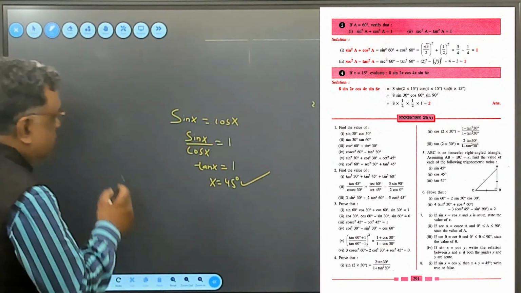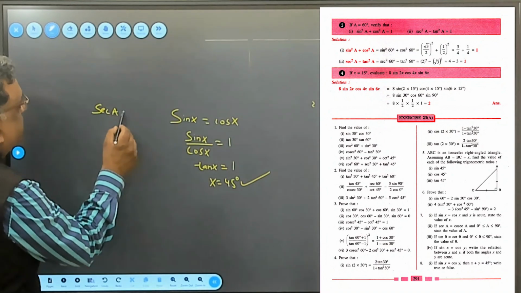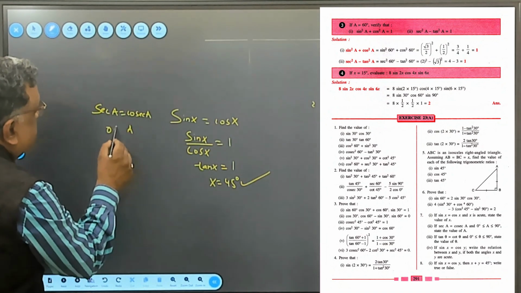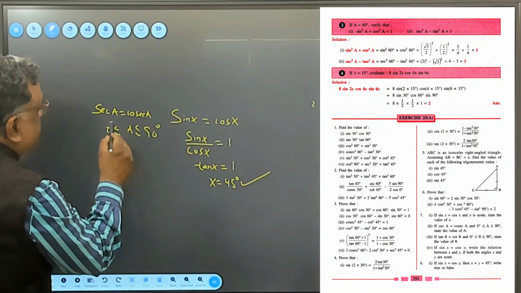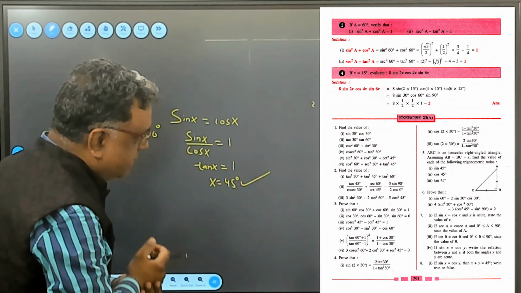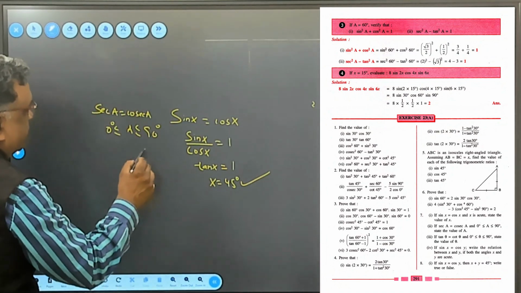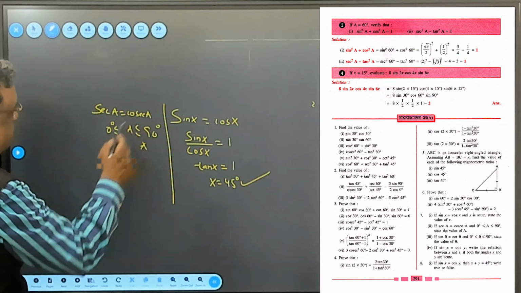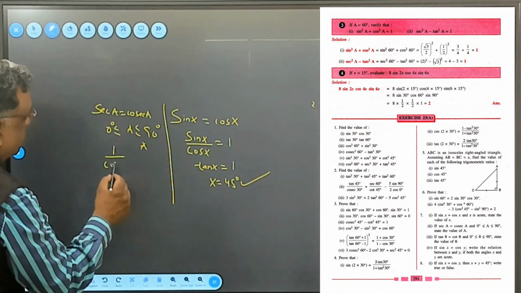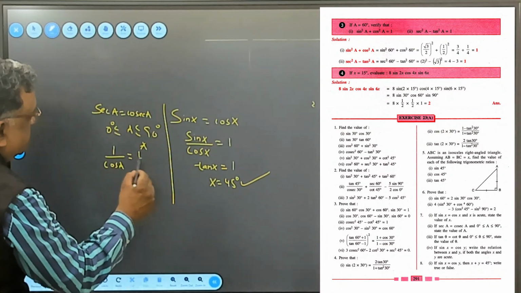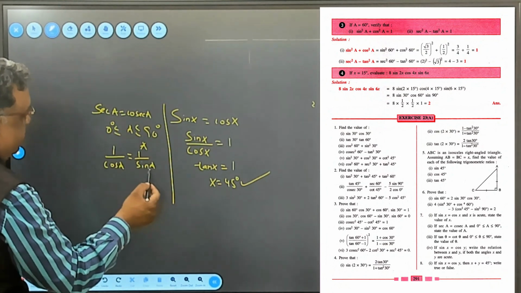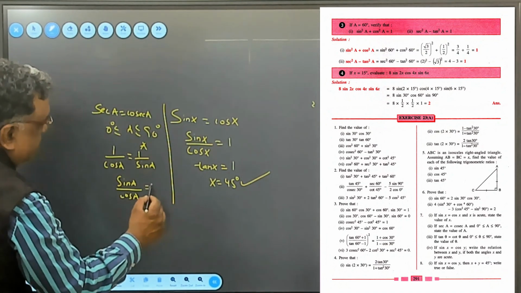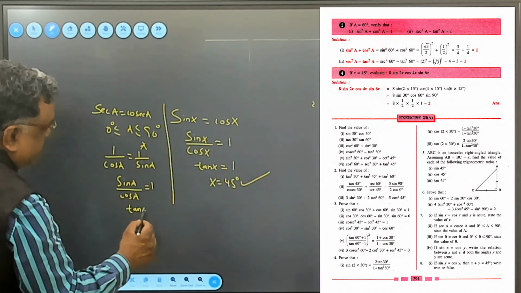If sec A equals cosec A, and A lies between 0 to 90 degrees, they are given. The value of angle A lies between 0 to 90 degrees. Then you have to find out the value of A. This is the second part of the sum. So can I say sec A is 1 upon cos A? Can I say cosec A is 1 upon sin A? If I take sin A here, it will become sin A upon cos A is 1. Sin A upon cos A is tan A is 1.